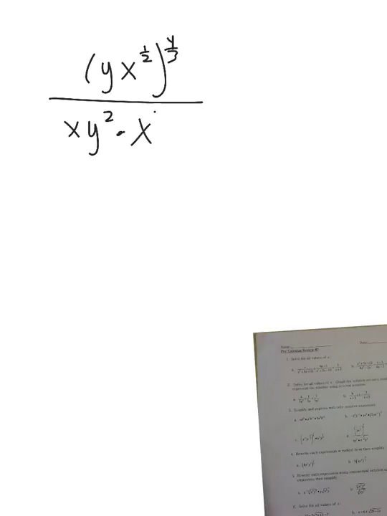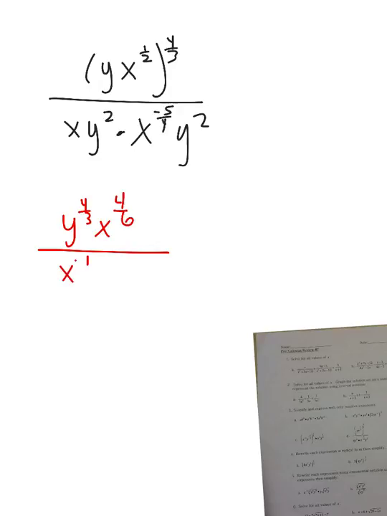Okay, so 3D would be xy to the 1/2 raised to the 4/3 over xy squared times x to the negative 5/4 y squared. So I have here y to the 4/3 x to the 4/6 over, so I have x times x to the negative 5/4 is going to be x to the negative 1/4, y to the 4th.